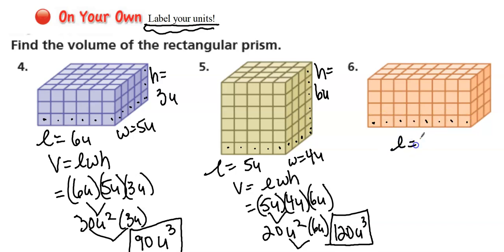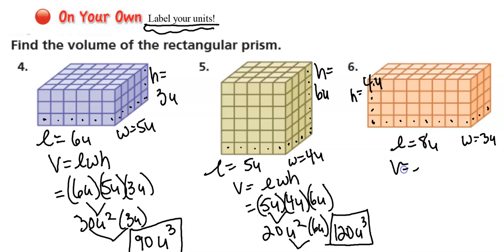All right, the last one, 1, 2, 3, 4, 5, 6, 7, 8. I have length equals 8. 1, 2, 3. I have width equals, oops, it's not erasing. There we go. Width equals 3 units. I forgot to put units there. And my height, maybe I'll put it over here. 1, 2, 3, 4. H equals 4 units.